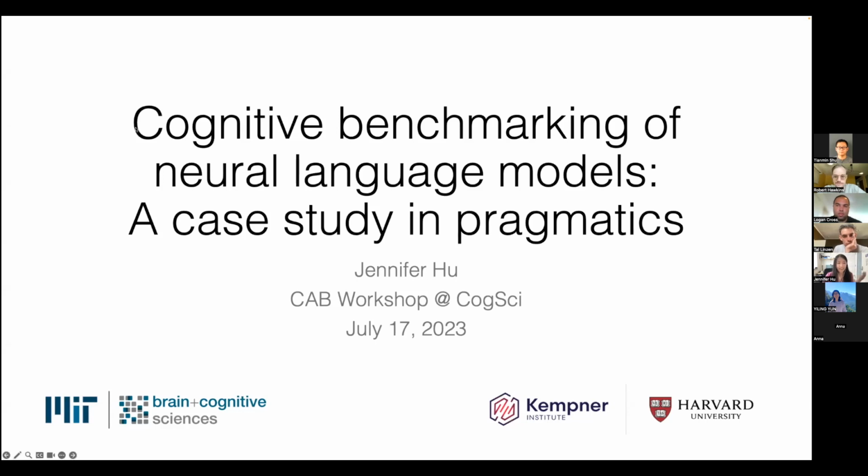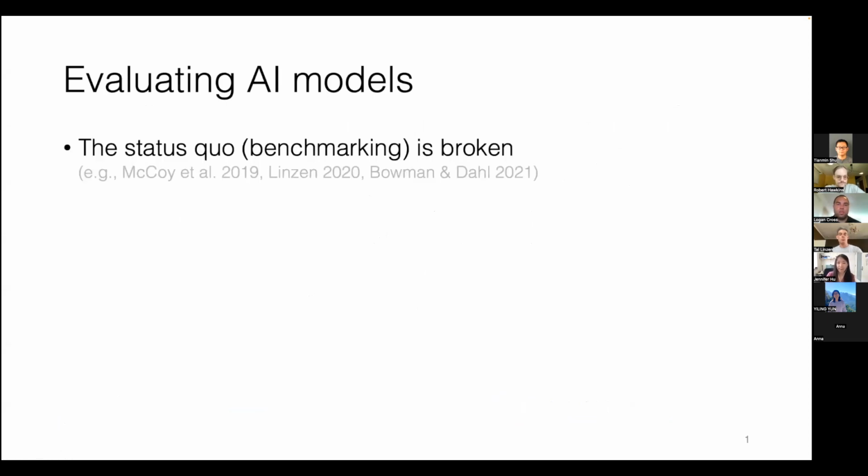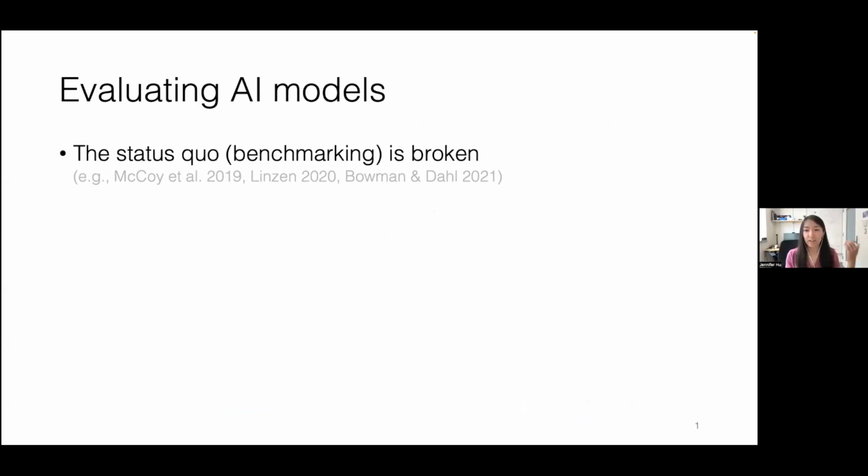Hey, awesome. So today I'll be talking about cognitive benchmarking of neural language models with a case study in Pragmatics. So if you're at this workshop, you probably agree that there is a problem with the status quo of AI evaluation or kind of standard approaches to benchmarking, right? So it's well known by now that models can achieve high performance in benchmarks without actually grasping the kind of linguistic or cognitive competence that the benchmark is designed to evaluate.